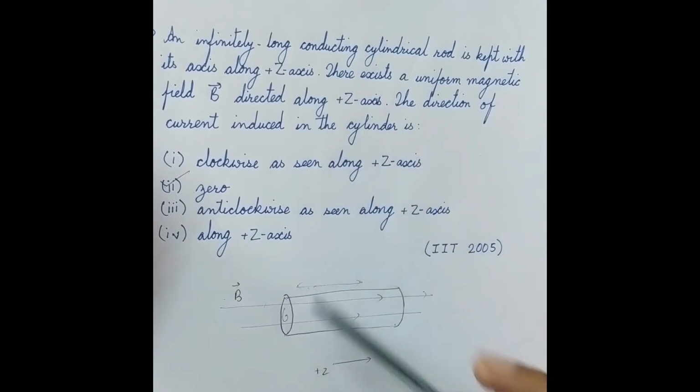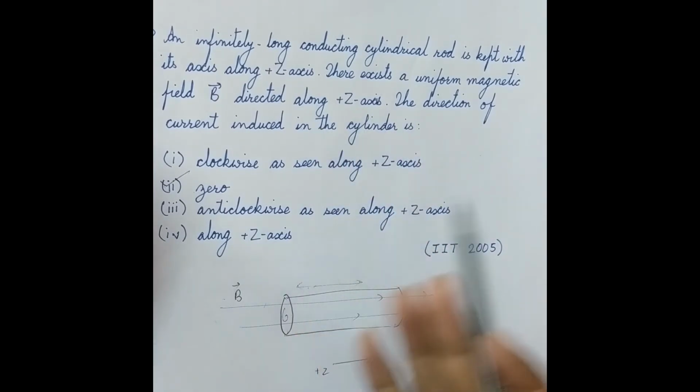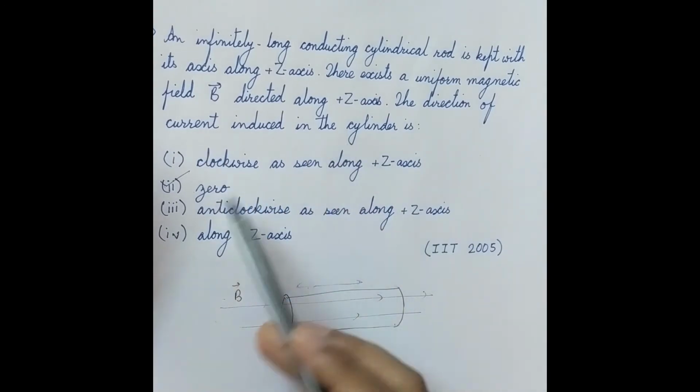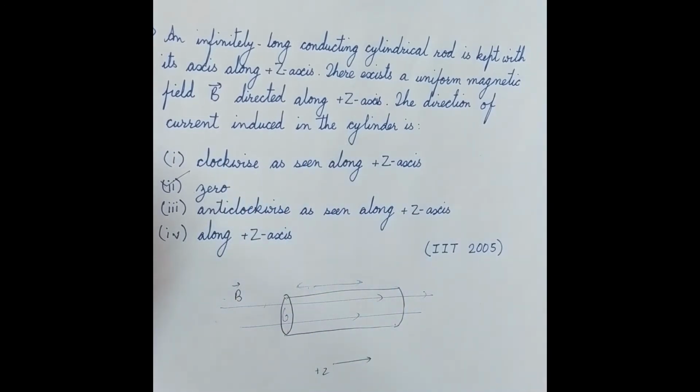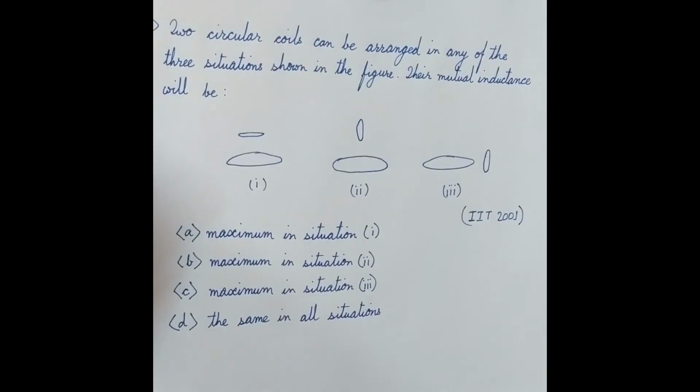But in our problem, there's no motion, there's nothing happening, there's no change in magnetic flux, so the current induced will be 0. So the correct option is 0. Let's move on to the next one.